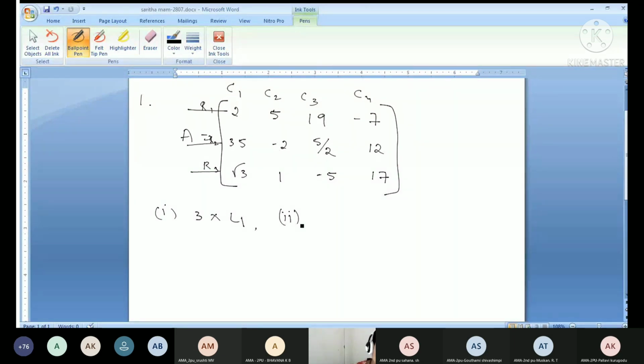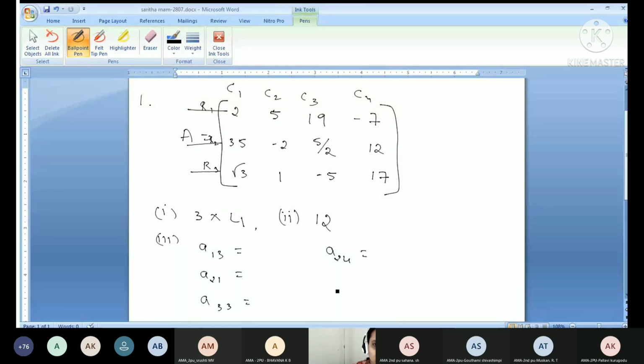Third question is to write the elements. They are asking for some elements. They are asking the element A13, how much, A21 how much, A33 how much, also A24 how much, A23 how much. They are asking this.